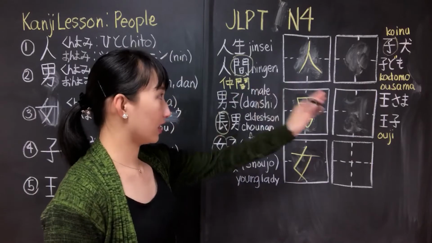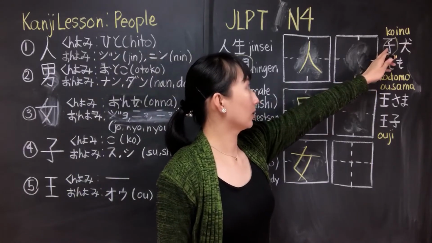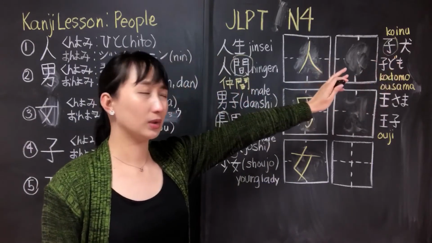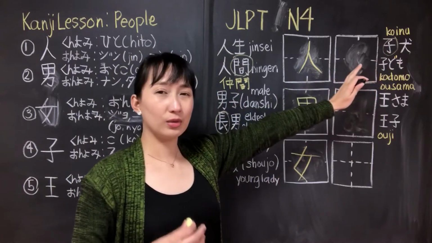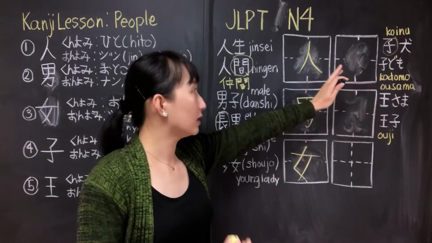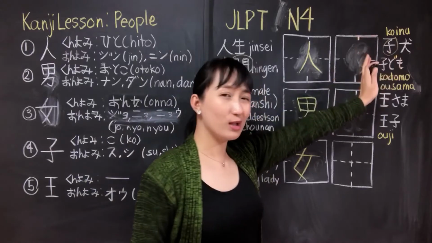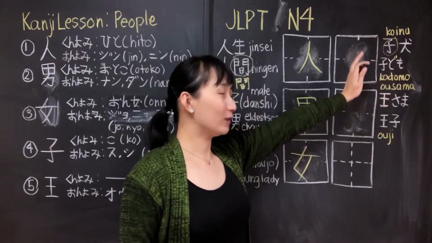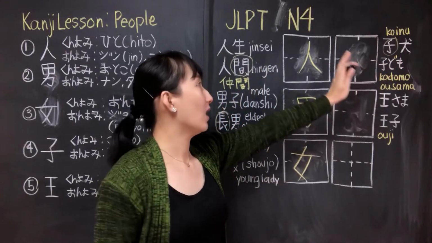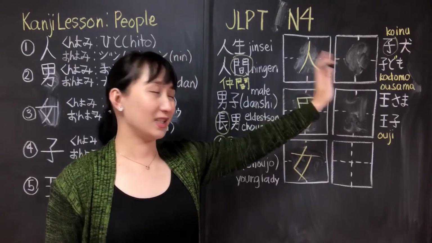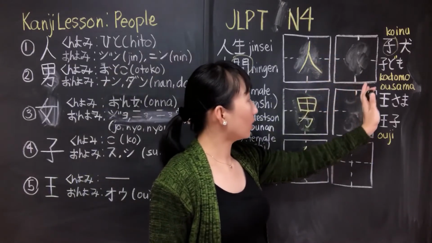So let's check the kanji. This one, ko plus inu. Ko refers to child or something small. So this one is like a small dog. Small dog refers to a puppy. Koinu is puppy in English. And then kodomo.